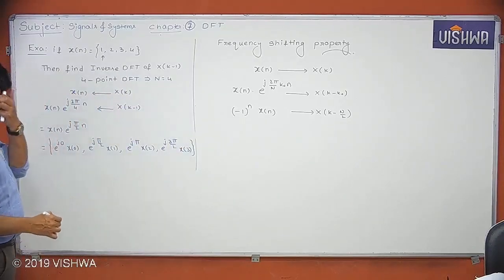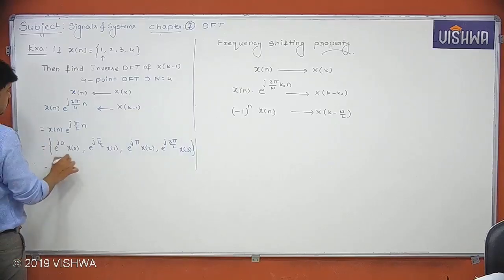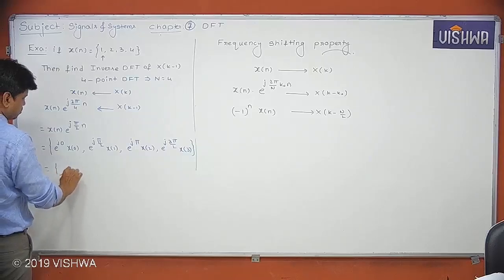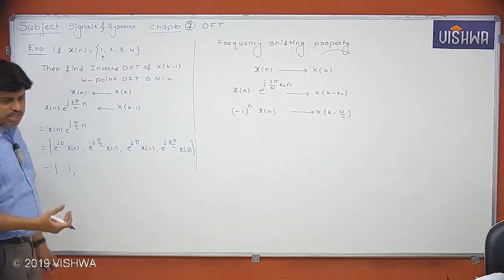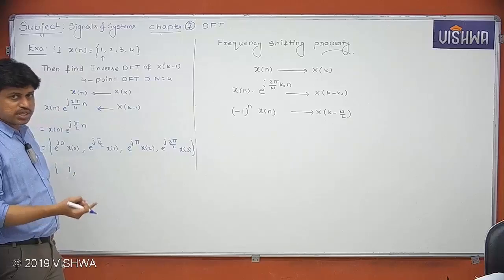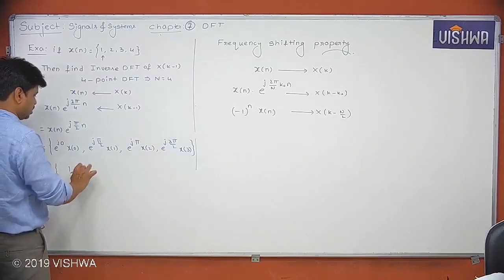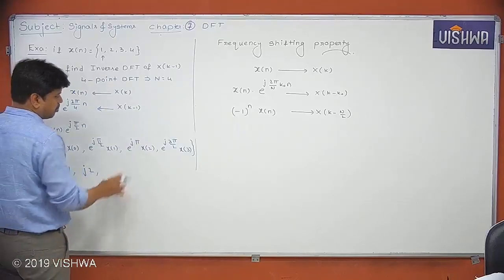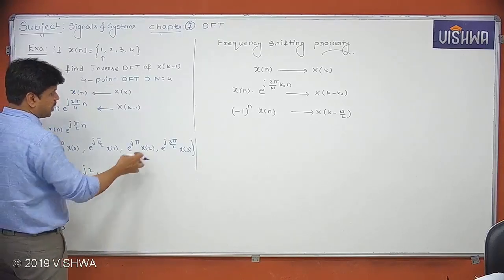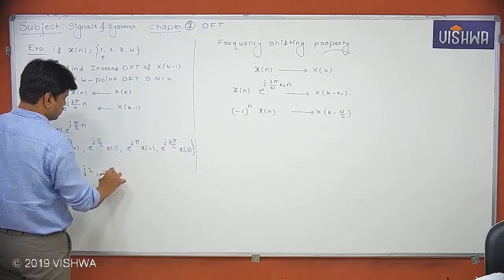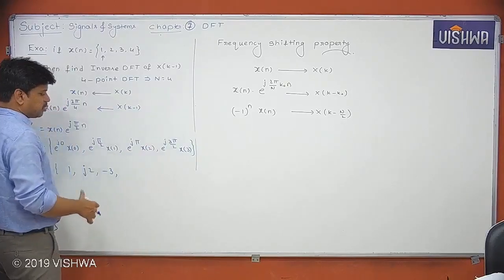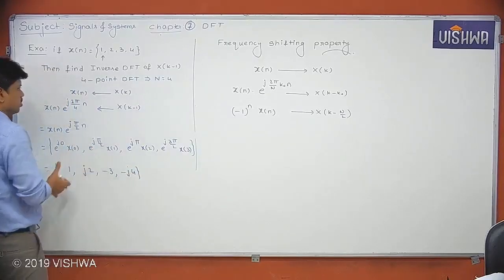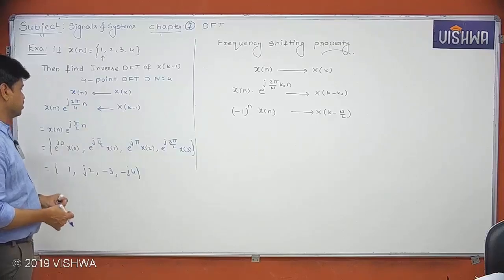Okay, let's see one by one. What is e power j0? That is nothing but 1. So x of 0, same 1. Next, e power j pi by 2. What is e power j pi by 2? Cos pi by 2 is 0, j sin pi by 2, that is nothing but j. j x of 1, that is nothing but 2j. Next, e power j pi, which is nothing but minus 1. So minus 1 into x of 2, that is minus 3. e power j 3 pi by 2, that is nothing but minus j, into 4. So this is the signal we are going to get, the inverse DFT of X of k minus 1. Clear?